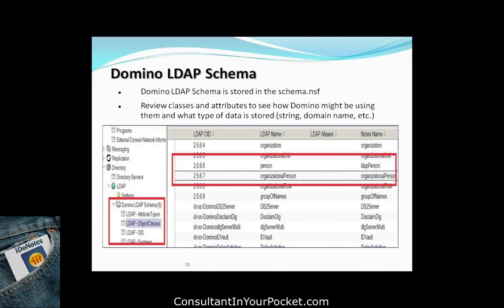Now, if you've ever looked at the Domino LDAP schema, or are not familiar with it, it's stored in the schema.nsf, a database that gets installed automatically when you install Domino. It stores all the LDAP attributes, attribute types, object classes, all the gizmos and gadgets for LDAP as they relate to Domino. If you want to understand how Domino might be using them and how the data is stored, this is the place to go. And if you do need to modify the LDAP schema on the Domino side, this is also the place you want to go.